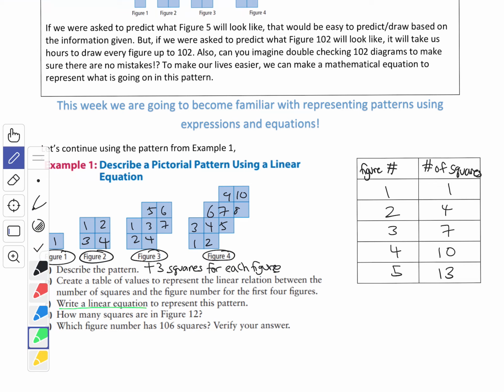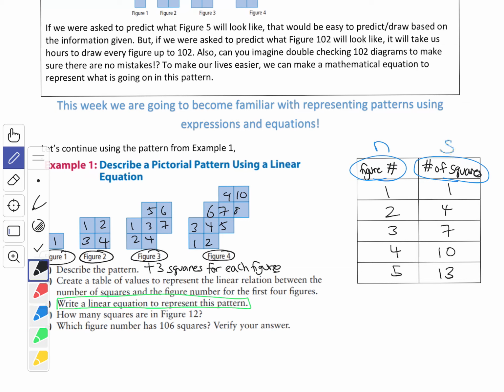Okay. Now, here is the important part for this week. We need to write a linear equation to represent this pattern. In order for us to write a linear equation, we need some variables. So let's classify a name for some of these and use a variable to represent it. So why don't we use n as figure number and s as number of squares. And like we said before, figure number determines the number of squares. Number of squares changes as the figure number goes up.